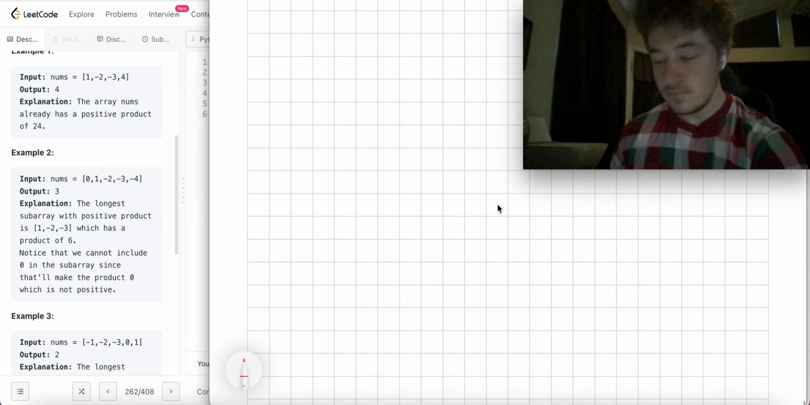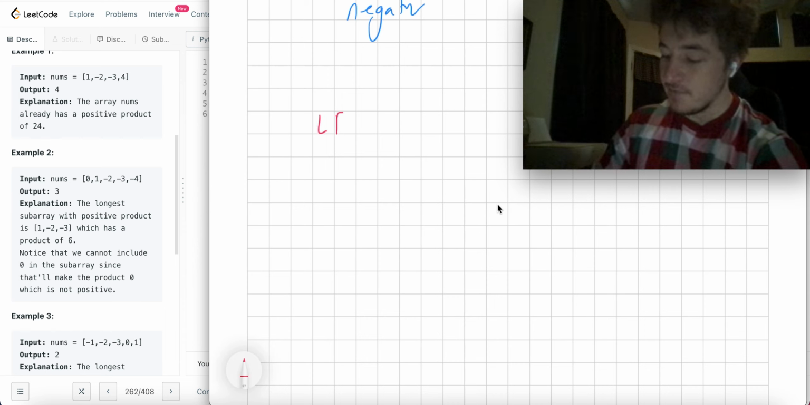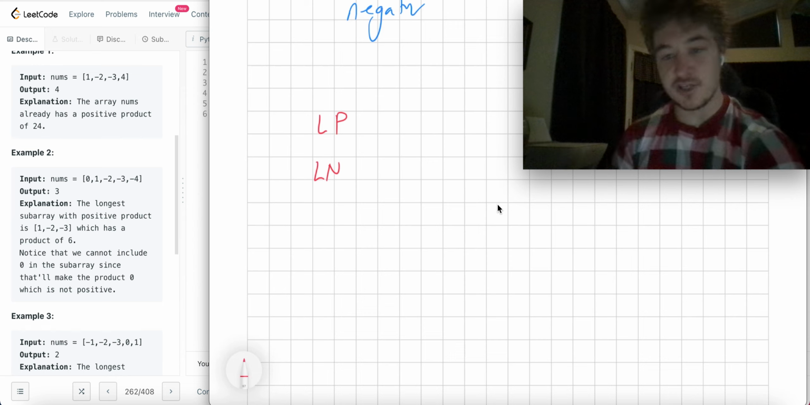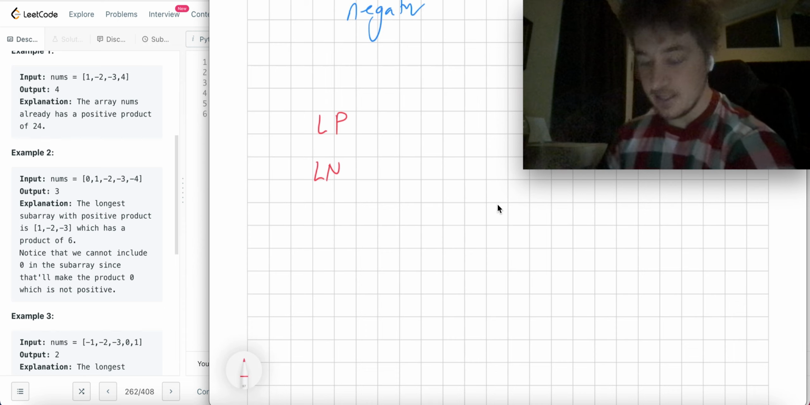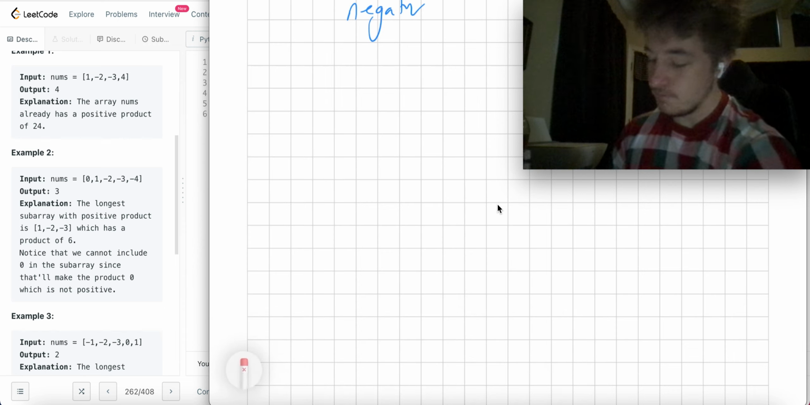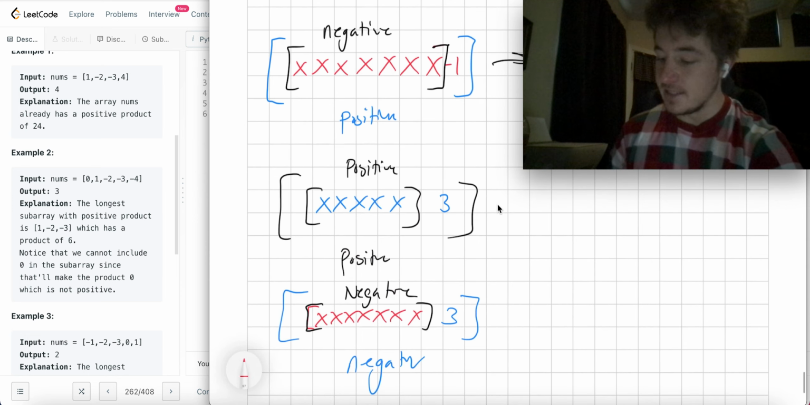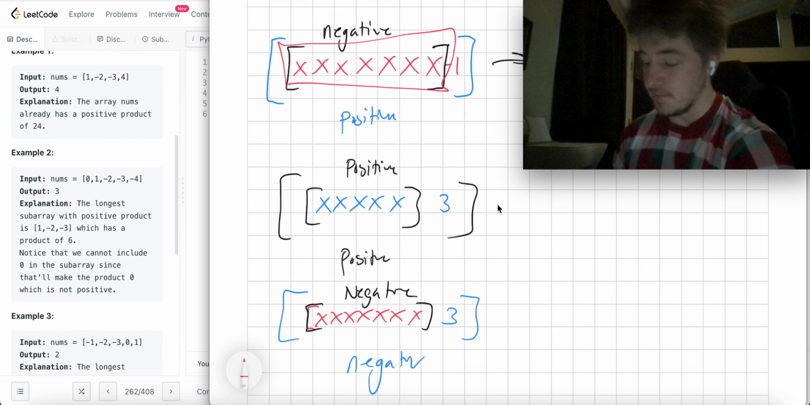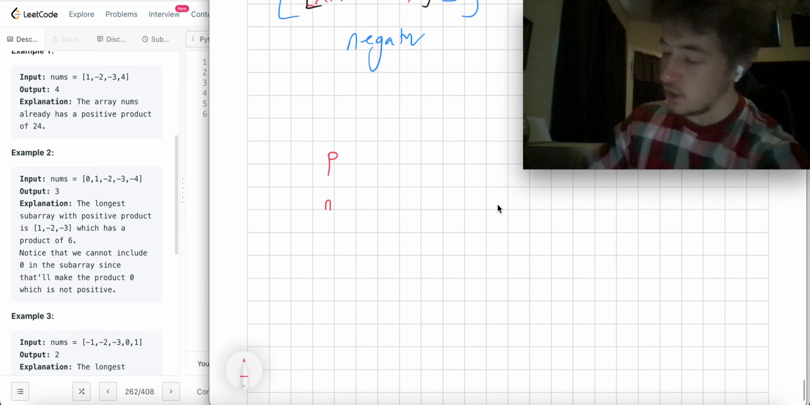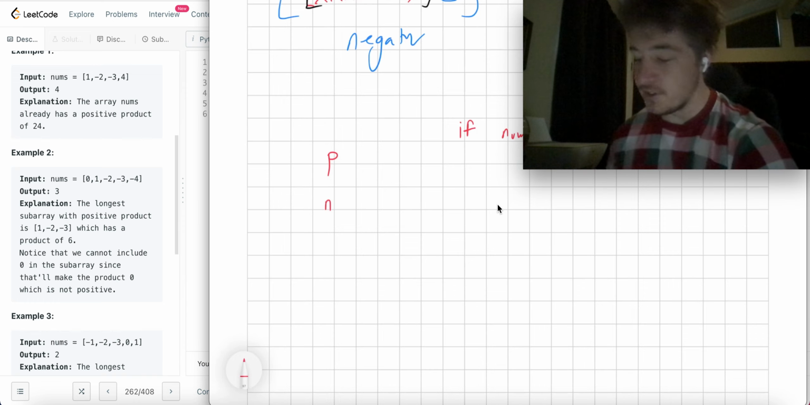So in summary, we'll keep track of the longest positive and the longest negative ending at a certain point. So the longest positive ending at an index, we'll just call it P and N, okay? So this is the longest positive ending at the previous index. It's this information here. It's the length of the previous system. Okay, and then we look at the current number. If the current number is negative, what does that mean?